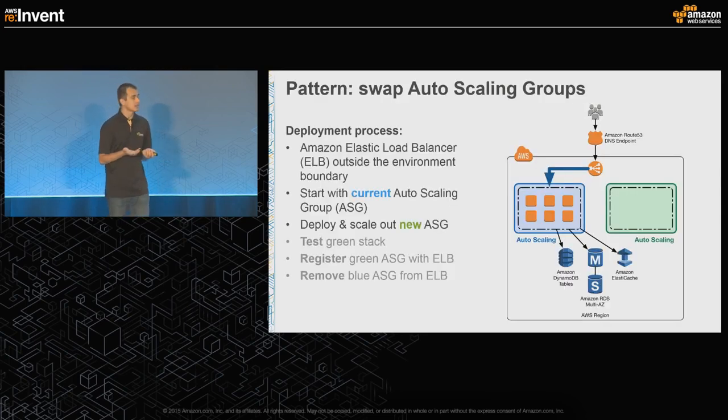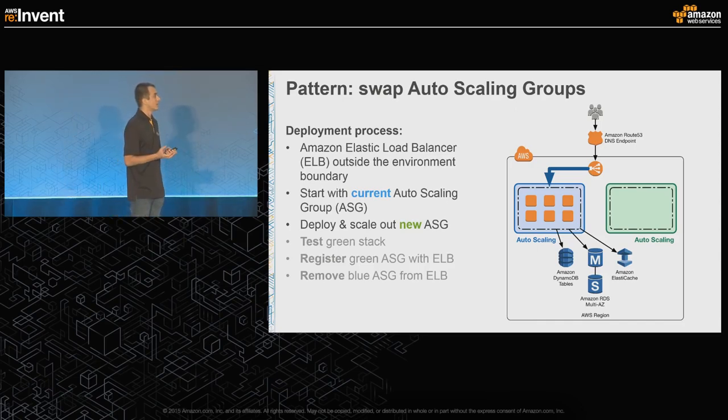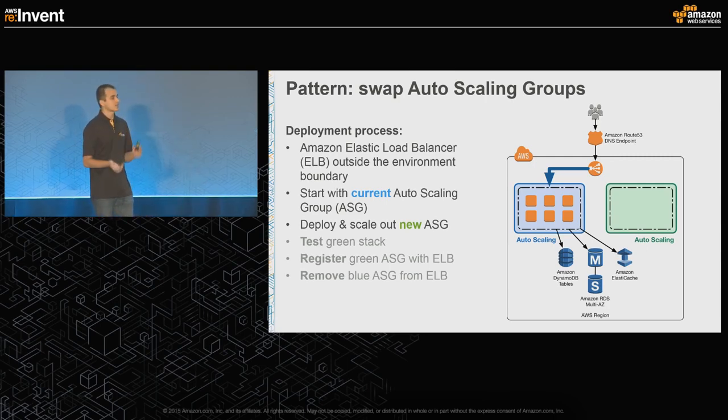The next pattern is similar, but what we're doing is we're taking the load balancer out of the environment boundary, right? So the load balancer is not part of the environment boundary, is not part of the deployment, remains fixed. And instead, we're narrowing the environment boundary to the auto-scaling group.